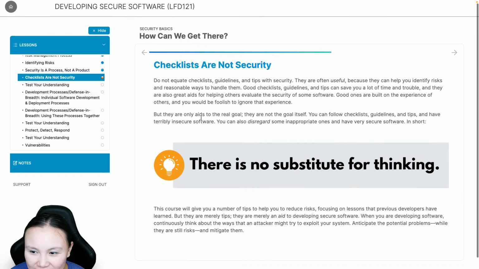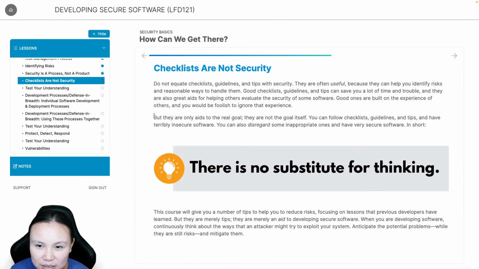Checklists are not security. We just talked about how a checklist is good, we can use it to identify risk, but having a checklist is useful, it doesn't mean that it's secure. Good checklists, guidelines, and tips can save you a lot of time and trouble. They're great aids to help others evaluate the security of some software, but they're only aids to the real goal. So they are a good tool, but having them doesn't mean that it's secure, it's fine, because there needs to be action.